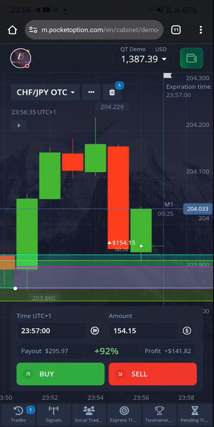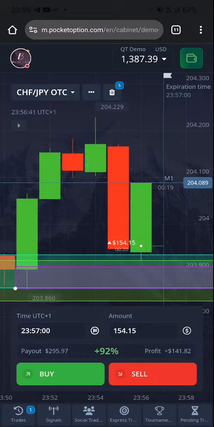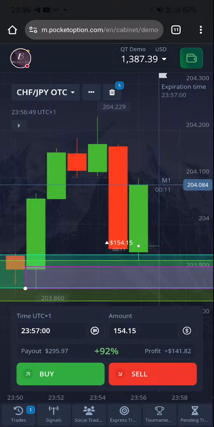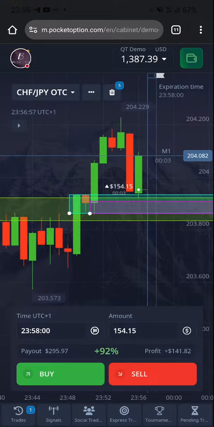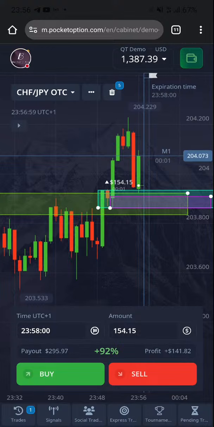This is the entry I was waiting for. You see, around this round number, 203.900. That's the exact entry I was waiting for. But this trade is actually a jumpy one, and it's playing in our favor now. Sometimes your fingers just do things out of reflex. This is exactly what's happening, and it's a winning trade.